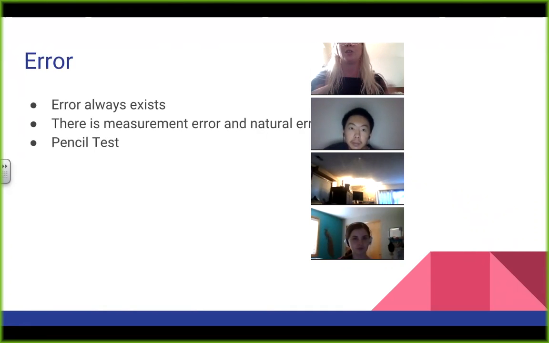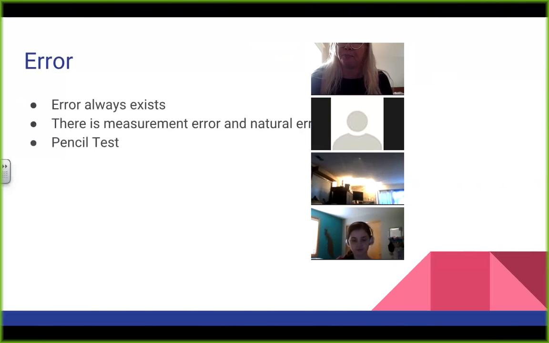You also can't control things like the air, right? Maybe there was a little bit of a breeze happening the second time you dropped it. That could impact, right? So the point here is that no matter how much precaution you take, there's always going to be error. It always exists. So when we measure, we want to try to use the most precise tools we can so that we can limit the amount of error, but we can never get rid of it.